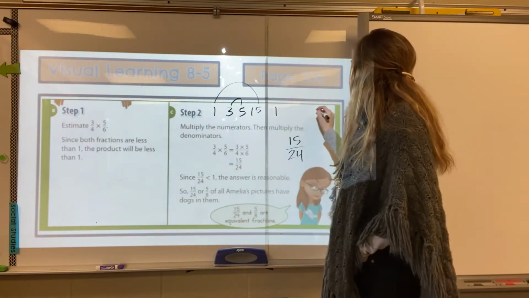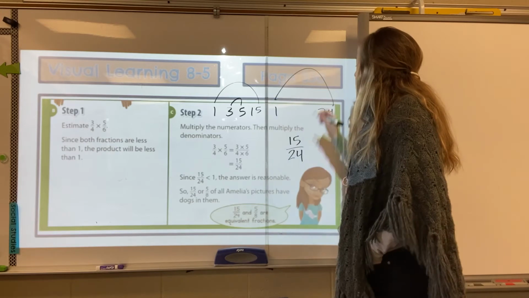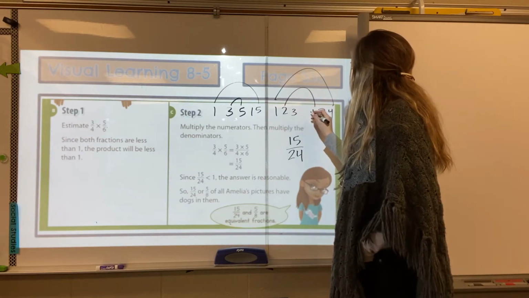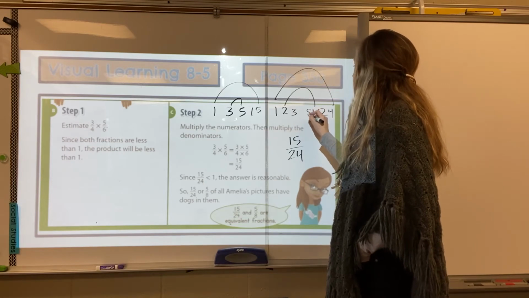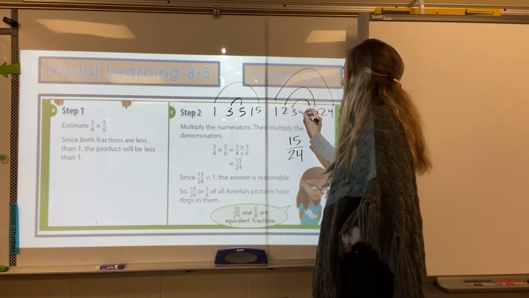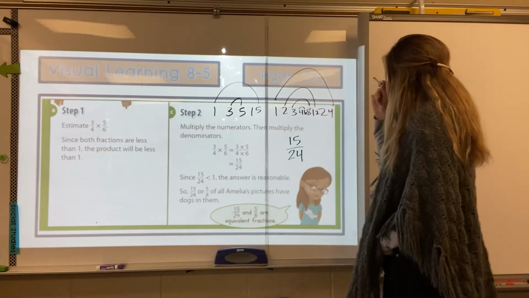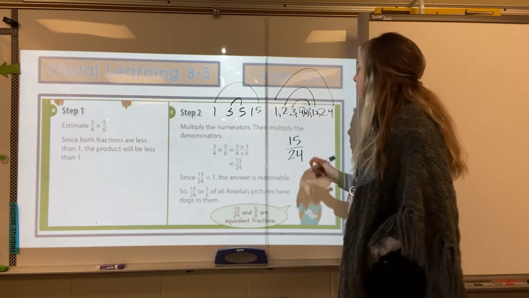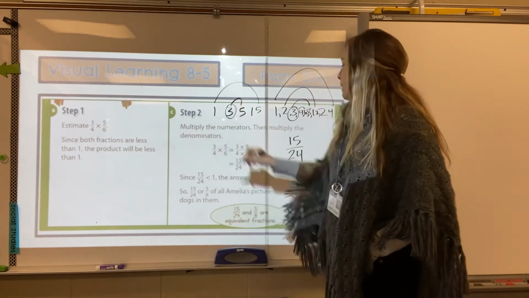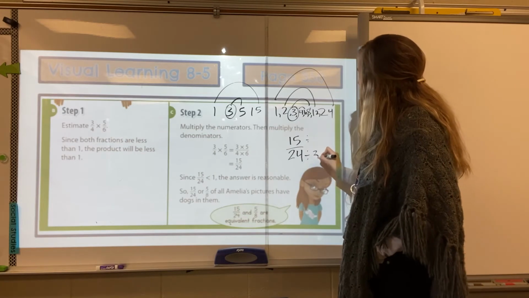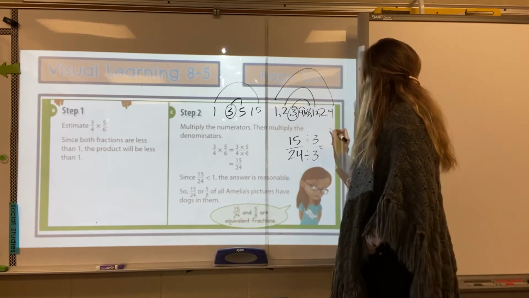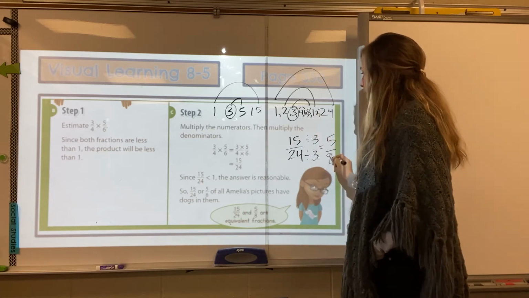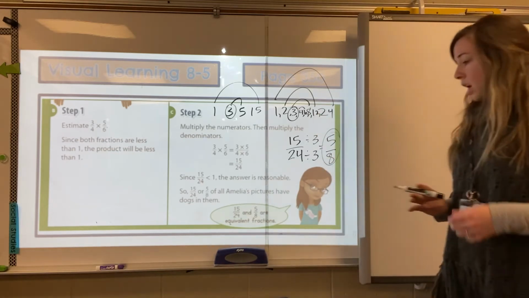So then I can do the same thing with 24. 1 and 24 multiply, 2 and 12 multiply, 3 and 8. I wanted to do 6 because 4 and 6 also multiply. So out of all these little numbers here, 3 is the one they have in common. So I'm going to simplify the top and bottom by 3. 15 divided by 3 is 5. 24 divided by 3 is 8. So our simplified answer is 5/8.